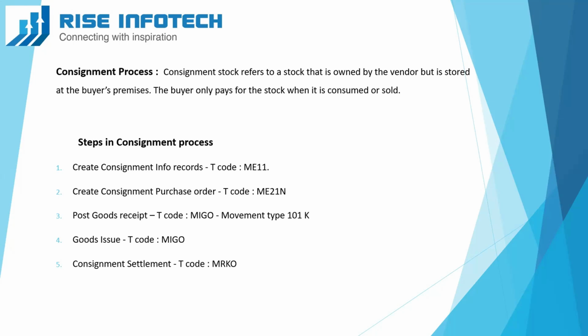So once all the steps are there, we need to give the amount to the vendor. So that is the settlement process, which we are paying to the vendor. After a particular period, this is the balance we have sold, and this is the outstanding amount we need to pay to the vendor. So that is the consignment settlement, which we can do with MRKO.